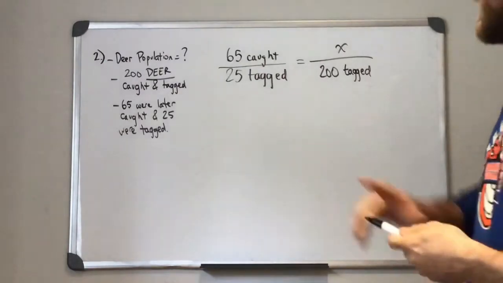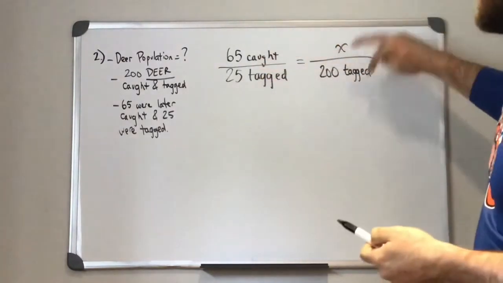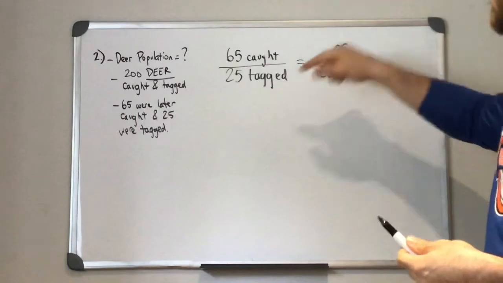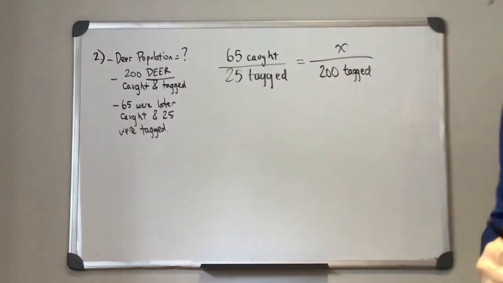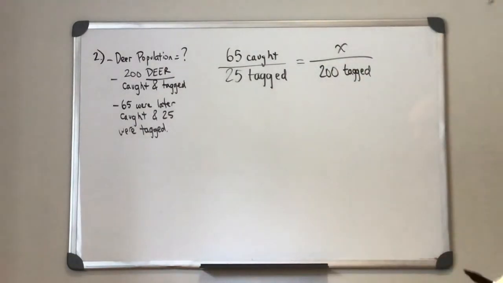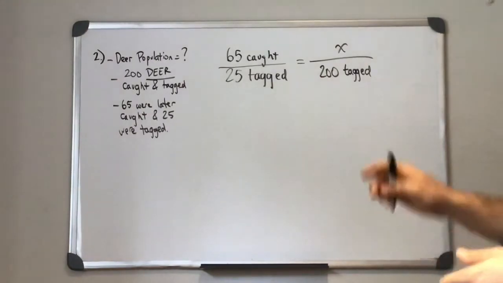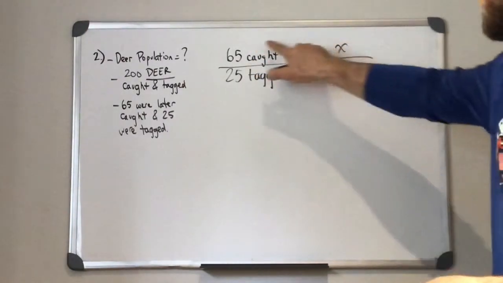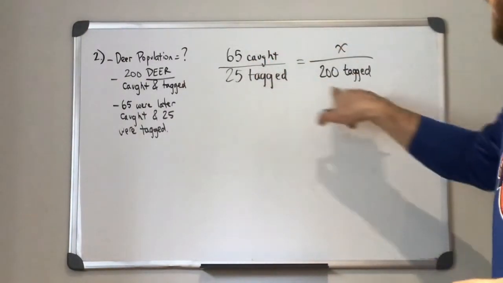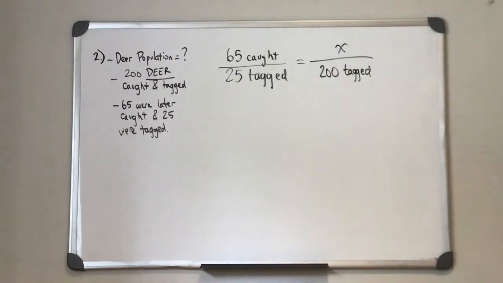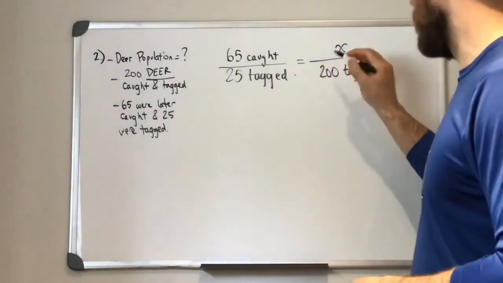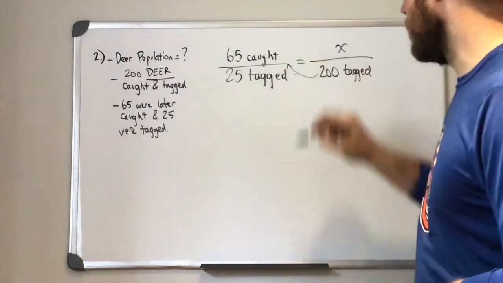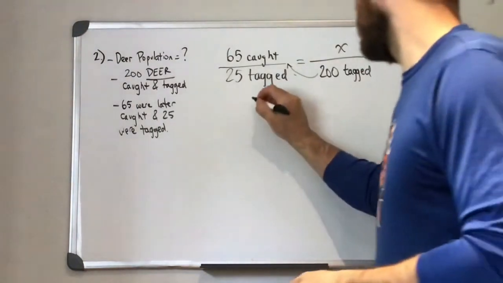If you wanted to set this up the opposite way, you could have 25 tagged over 65, 200 over x. It'll give you the exact same answer, so don't worry too much about that. Just make sure that we've got the two populations here, and the two tagged numbers here. So if I cross multiply, really all I need to do is multiply this 200 up here.